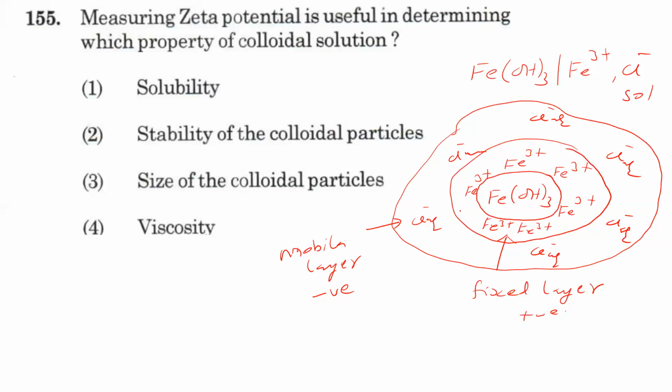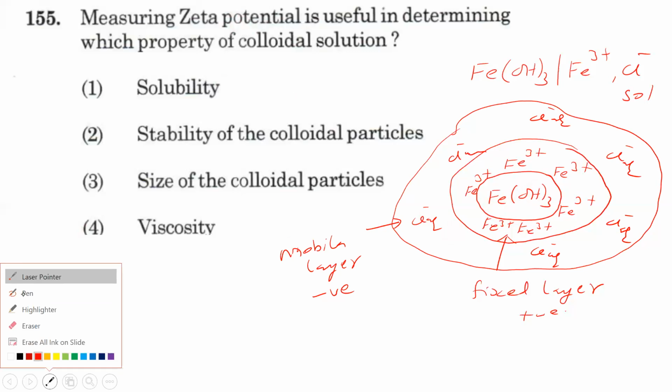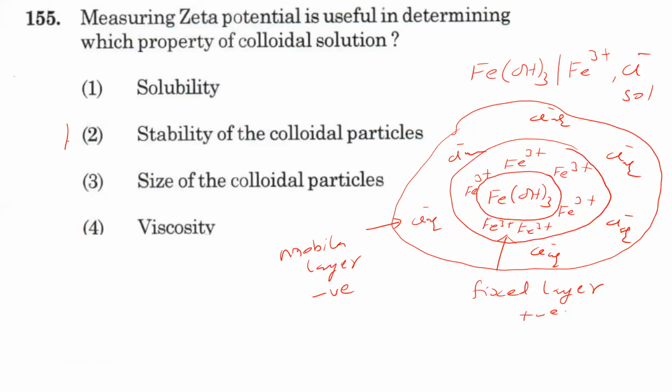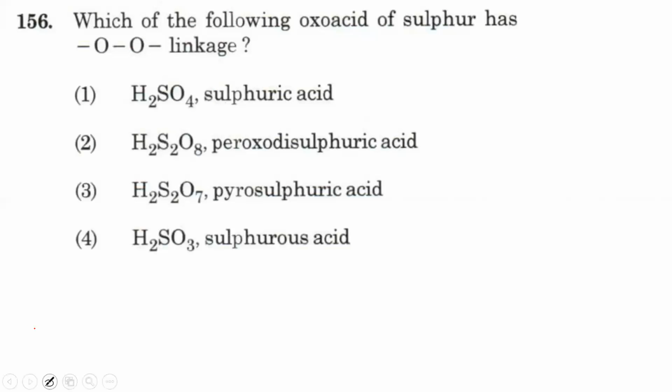Between the negative charge and the positive charge, a potential is created. That potential is called zeta potential. Due to this zeta potential, this Fe(OH)3 is not coagulating with the other Fe(OH)3 particles. Therefore the colloidal solution gets stability. So zeta potential measures the stability of a colloidal solution. We will go to the next question.